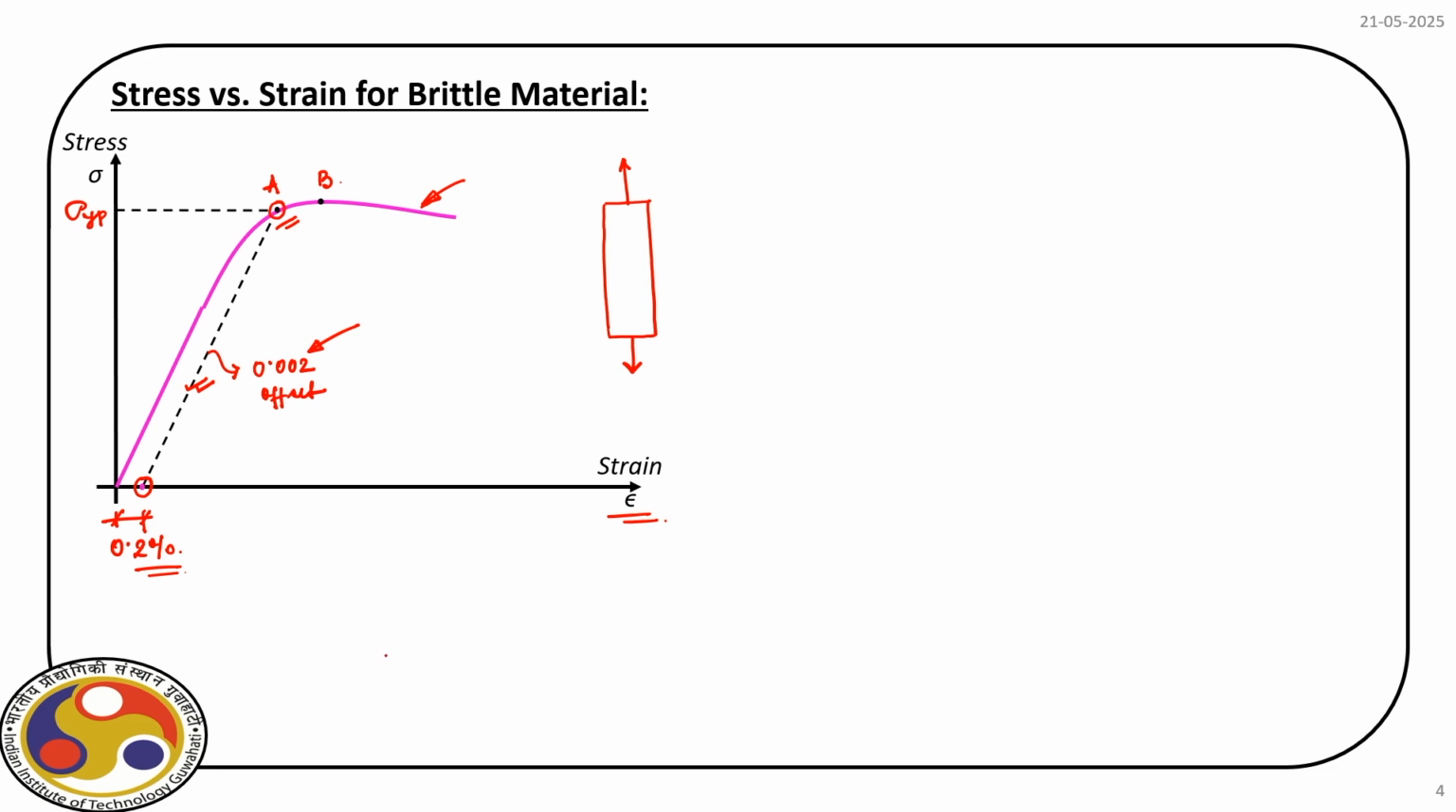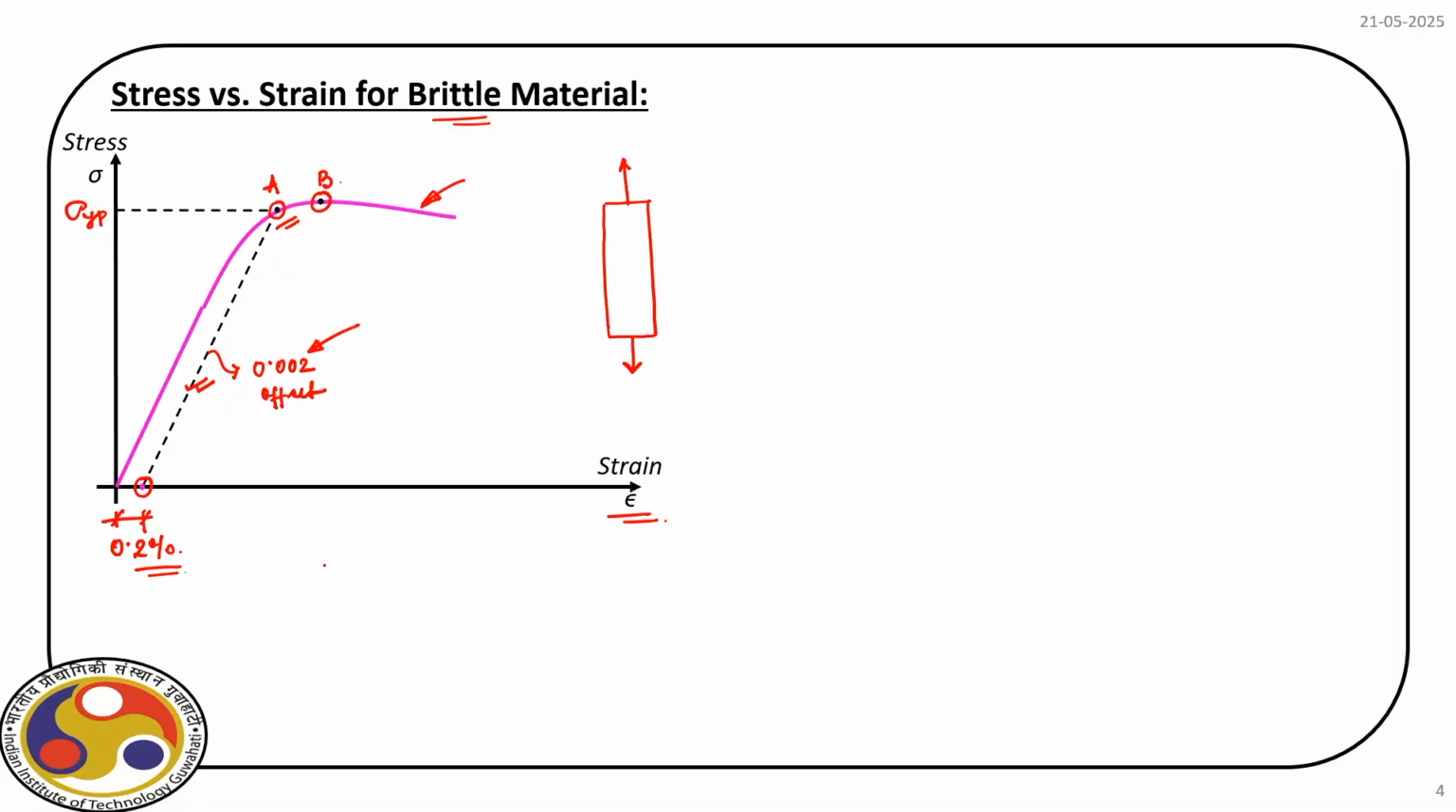Beyond this point, obviously, the material shows plastic behavior, and you can also identify the point where the stress is maximum. So, that is how the brittle material behaves. Now, what we have noticed from this discussion is that different materials have different types of stress-strain behavior.